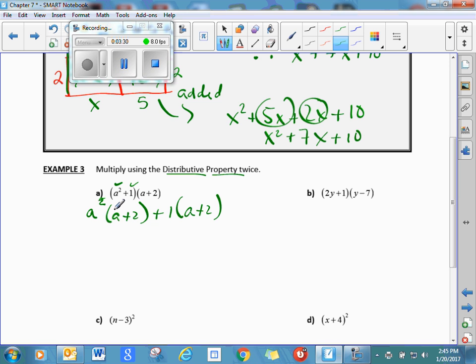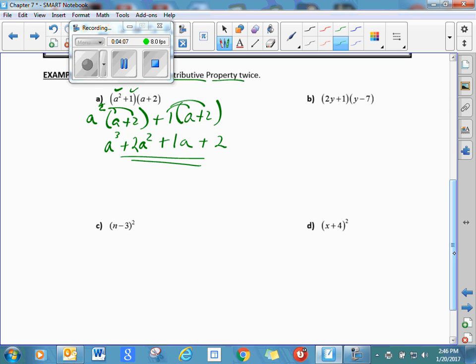When we go ahead and distribute, a squared times a to the first is a cubed plus 2a squared. And then I'm going to distribute this one, plus 1a plus 2. And now I need to collect my like terms and write it in standard order. Well, I don't have any like terms. I've got a to the third, to the second, to the first, and a constant. So I am done with that problem. It's as simplified as it can get. Let me skip B for right now and come down and do C.